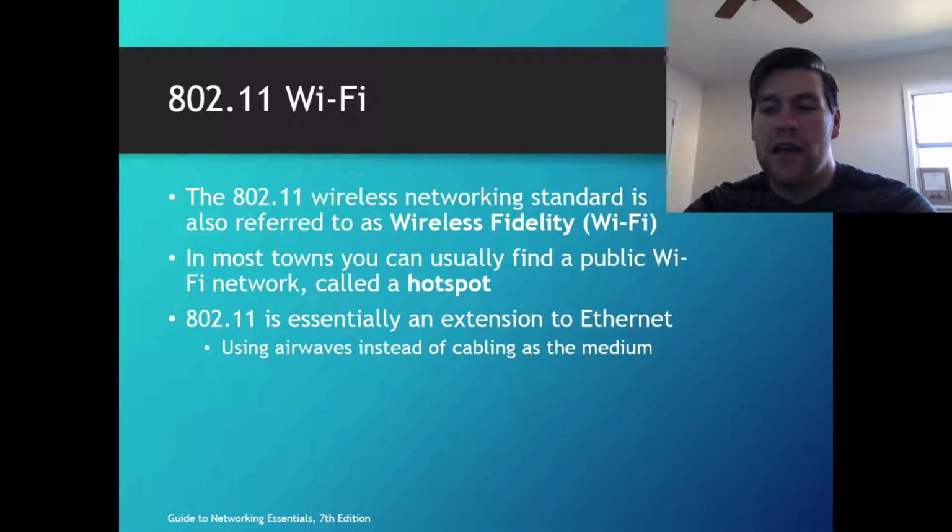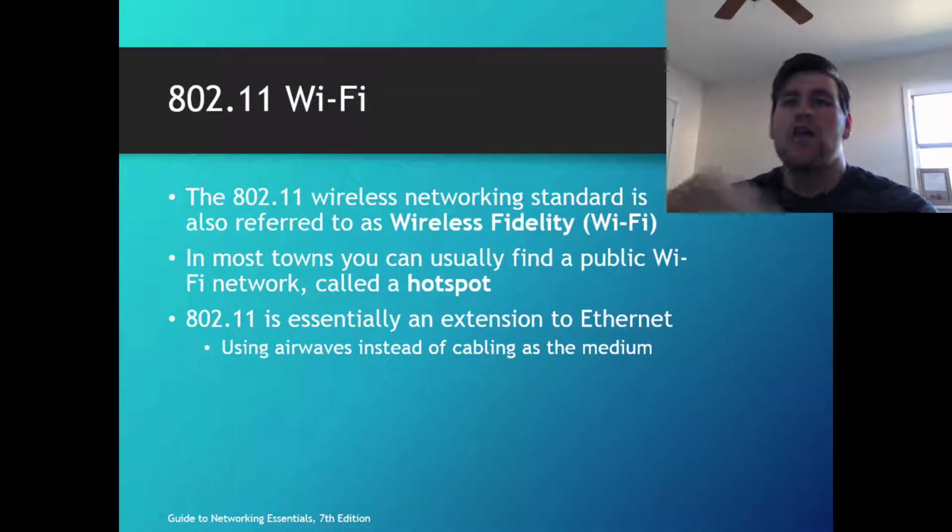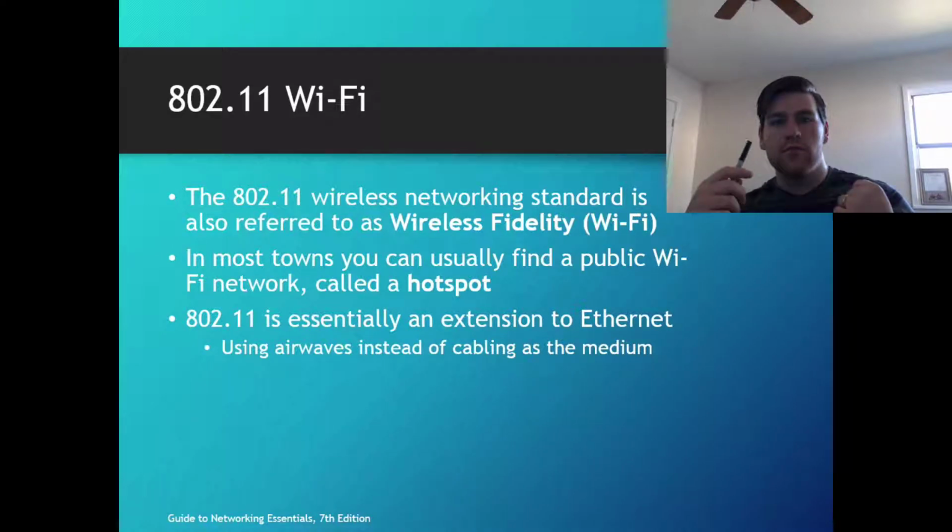802.11 Wi-Fi. So we've talked now about a few different network technologies. We've talked about Ethernet. We've talked about token ring. Actually, I think we talked about token ring last. So we've talked about Ethernet so far. Now let's talk about the extension to Ethernet known as Wi-Fi, otherwise referred to as wireless fidelity or 802.11.